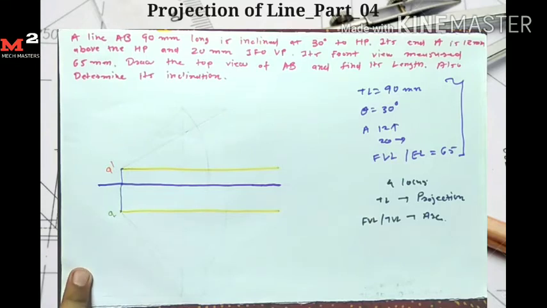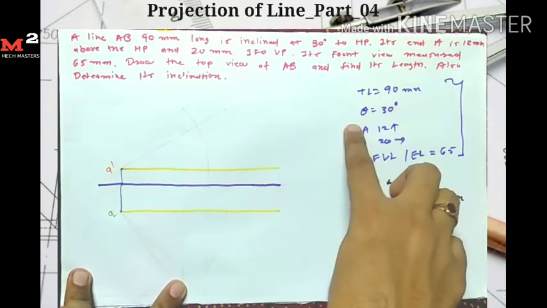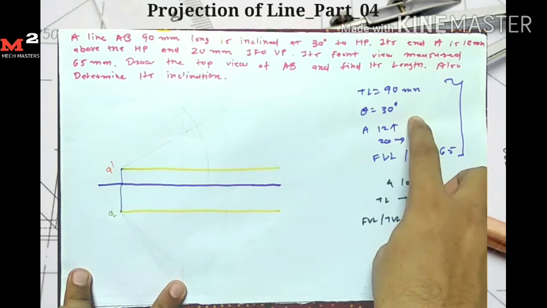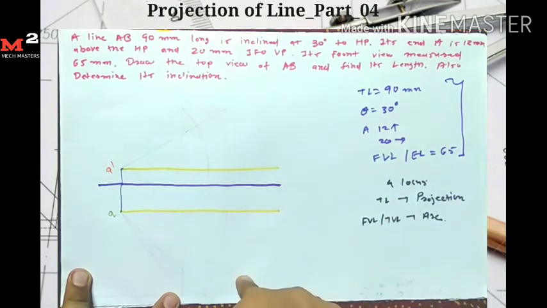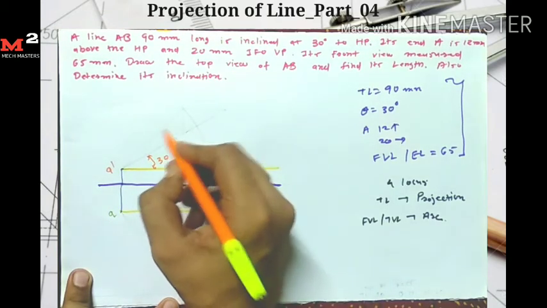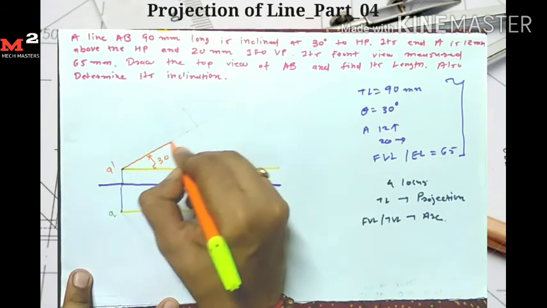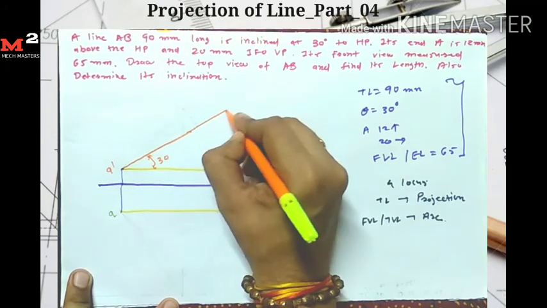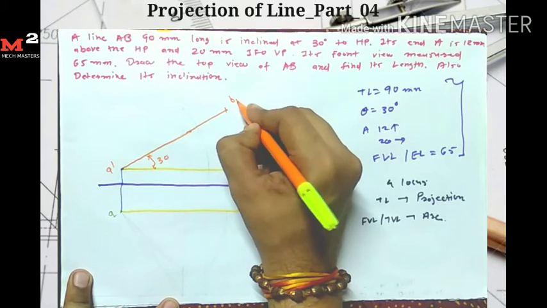Now under the condition given, the true length is 90 mm, and it makes an angle of 30 degrees with HP. Okay, it makes an angle with HP, so we represent it on the vertical plane. So I take 90 mm as a length and draw a line at an angle of 30 degrees. Here I measure the angle theta equal to 30 degrees and draw the line of length 90 mm. Okay, so here I get my point B1 dash.